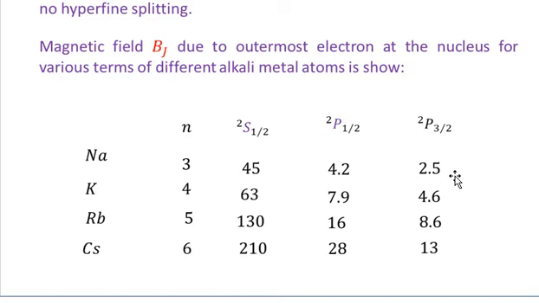And you can see for the higher terms the value of the magnetic field Bj will decrease, because here we are moving away from the nucleus. Similarly for potassium, for rubidium, for cesium, as we move to the higher energy terms, that is, move away from the nucleus, we shall find the value of the magnetic field Bj to be reduced. And these values are in Tesla, and you can compare how much reduction is carried out when you are moving from lower states to the higher states for the alkali metal atoms.